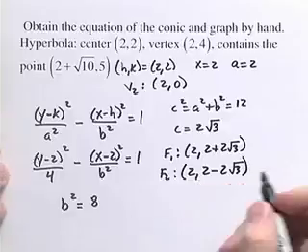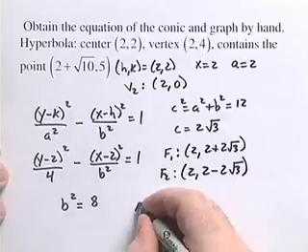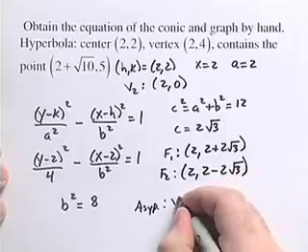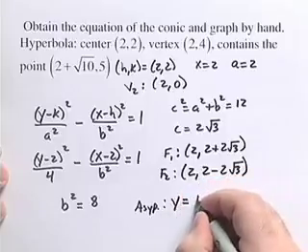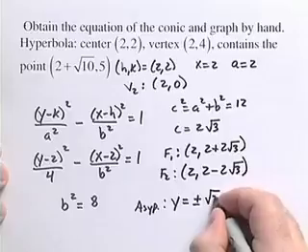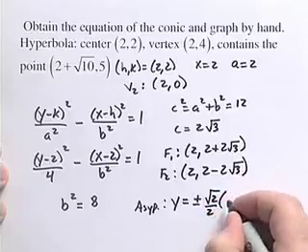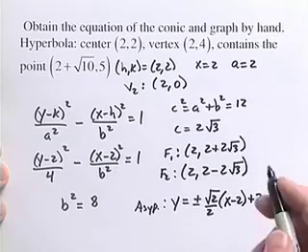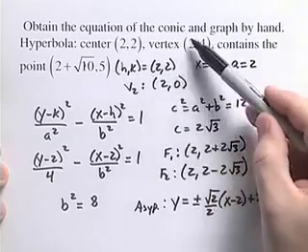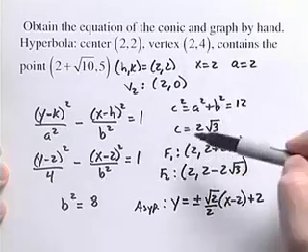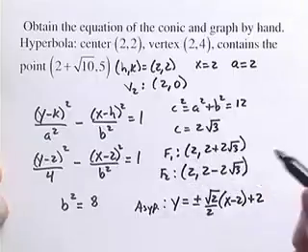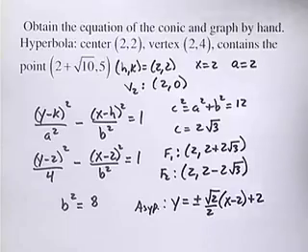The asymptotes are going to be given by the equations y equals plus or minus the square root of 2 over 2 times (x minus 2), and then plus 2. So we have our center, we have our 2 vertices, we have our 2 foci, and we have our asymptotes. Using all this information, we can go ahead and sketch a graph.